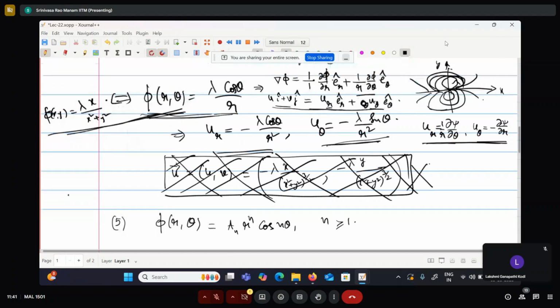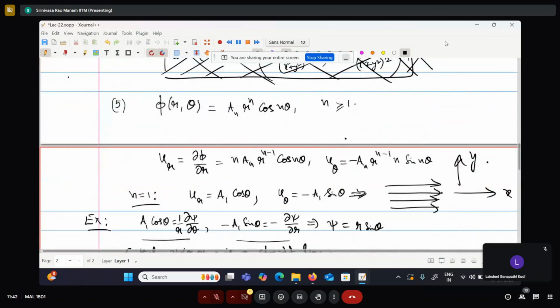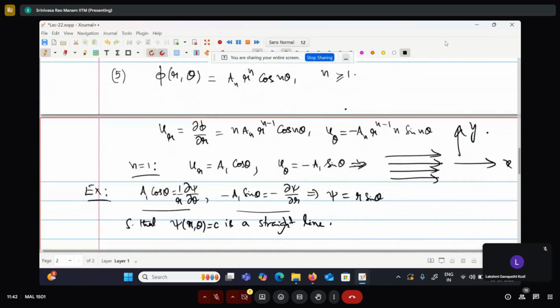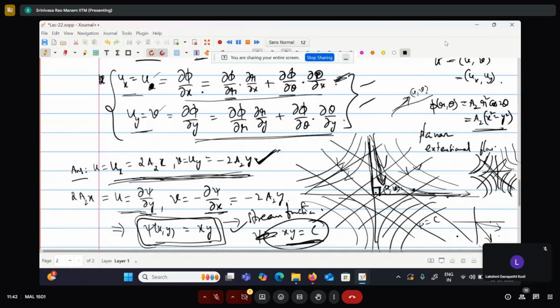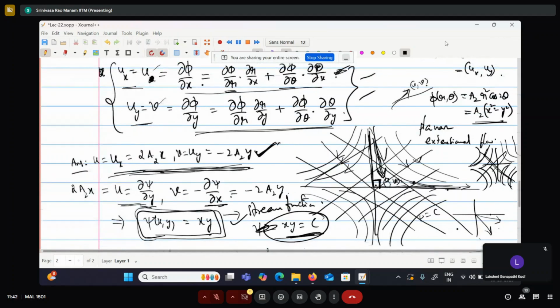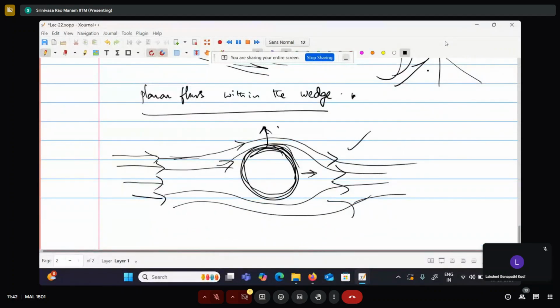So what is the other one that we have done? So a power n, r power n cos n theta. So for n greater than or equal to that, yeah, this we have done. So this I think you understood. For n equal to 1, it's uniform. n equal to 2 is planar extensional flow. So all these things we are trying to construct fundamental flows in the mind. Motivation.